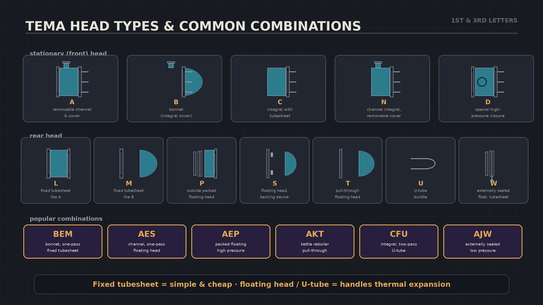W, externally sealed. Combine them for the classics: BEM, the fixed tube sheet workhorse; AES and AEP, floating heads that absorb thermal expansion; AKT, the kettle reboiler; CFU, the U-tube; and AJW, for low pressure.